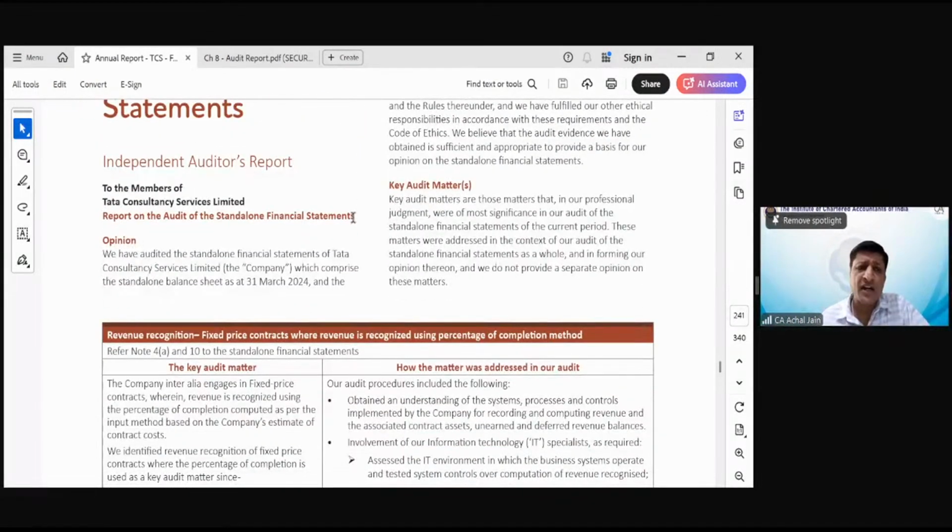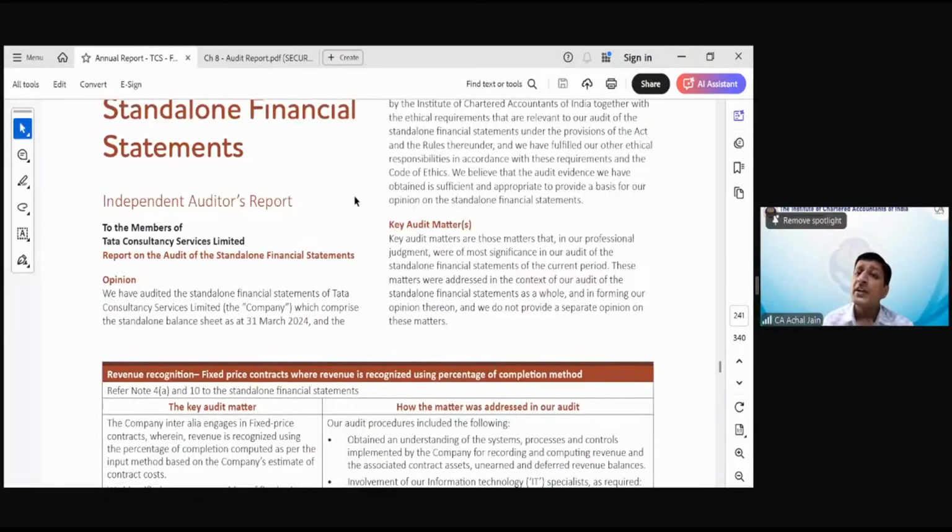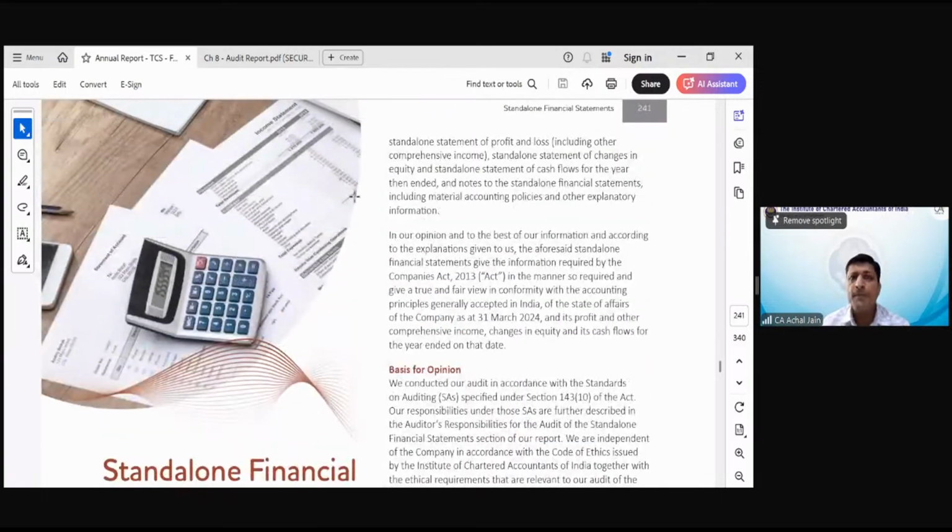So now, how does it start? The auditor is saying, we have audited the financial statements of the company which comprise the standalone balance sheet as at 31st March 24. So first of all, the auditor is saying that we have audited the financial statements. That's how it starts. And the statement of profit and loss, statement of cash flows, and notes to accounts, including accounting policies and other explanatory information.